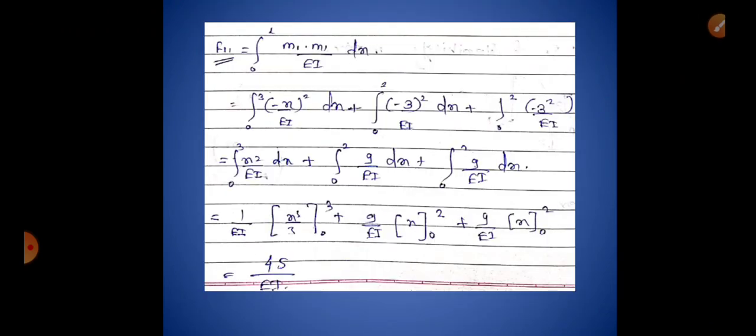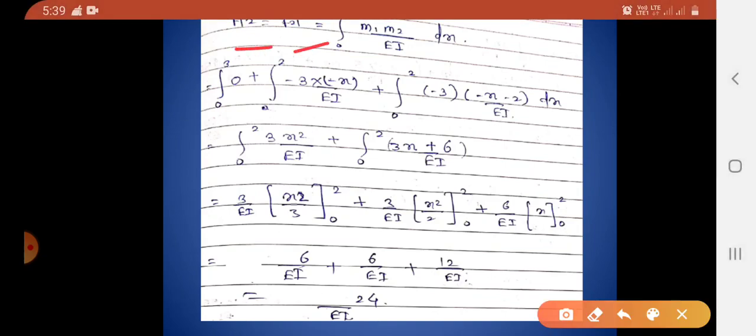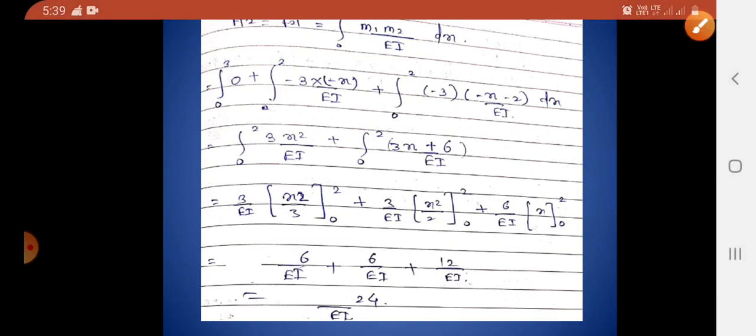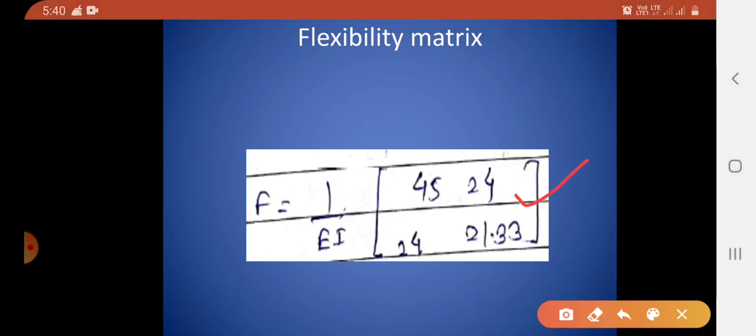into M2. On similar lines, you will arrive at this value of F22. In the last step, the value of F12 and F21 will be the same. Now we have derived the flexibility matrix. We have arrived at these values.